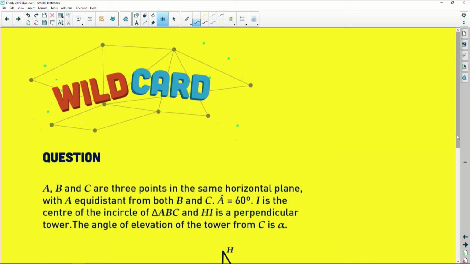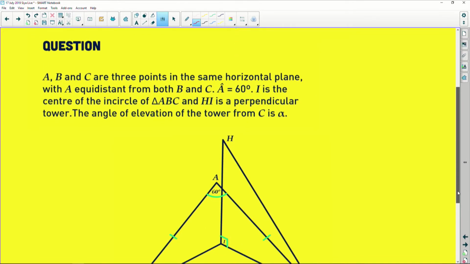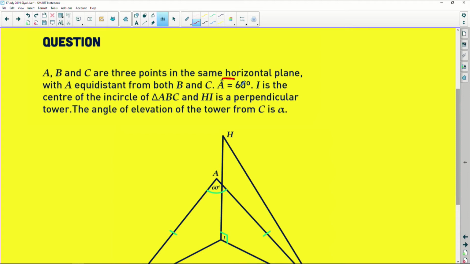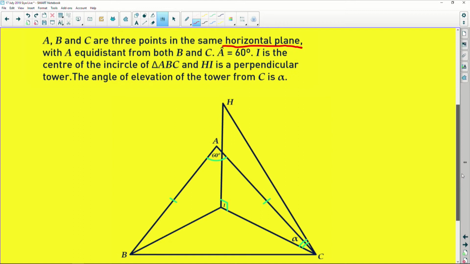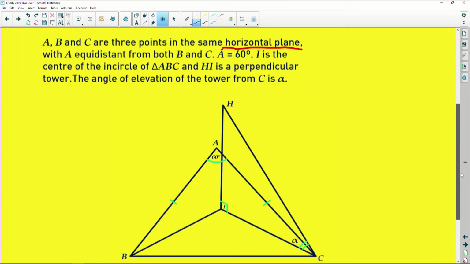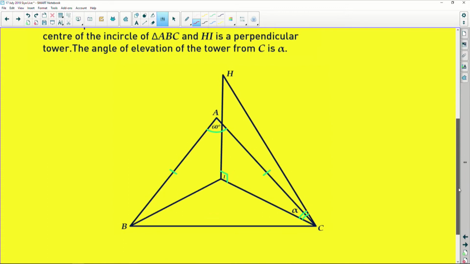It says A, B, and C are 3 points in the same horizontal plane. Now, important, horizontal plane. Horizontal means it's a flat plane. Then with A being equidistant from both B and C. Now, on the diagram with A being equidistant from C and B, we can see with the blue lines there that I'm showing you. And then from there, I have angle A being equal to 60 degrees. We are given angle A in triangle ABC.